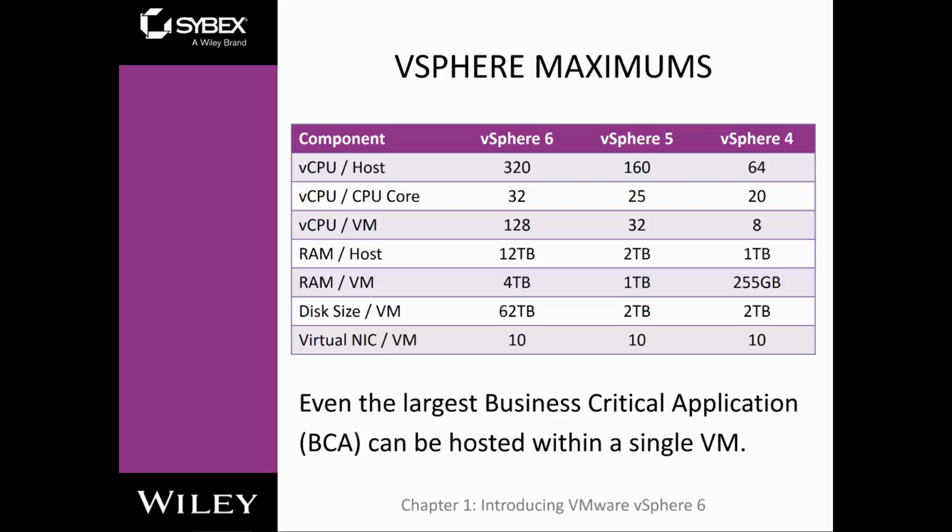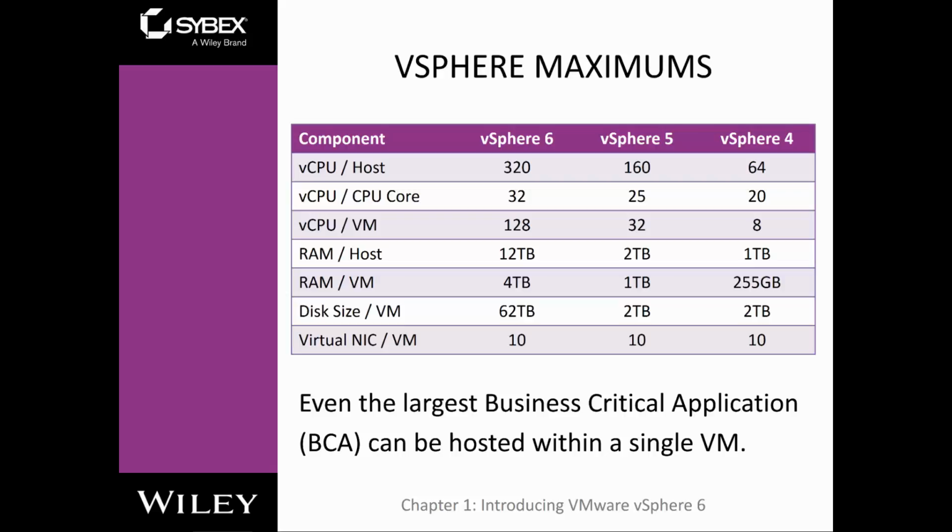How many virtual CPUs per host? How many virtual CPUs per physical CPU core? How many virtual CPUs per VM? How much RAM per host? How much RAM per VM? What's the disk size per VM? And what virtual NICs are allotted per VM? And what type of virtual NICs are you allowed in vSphere 6? So there are some things there.